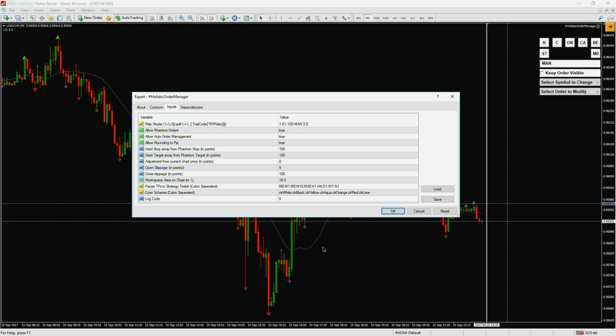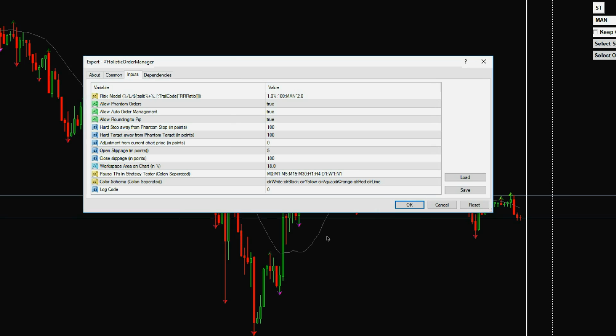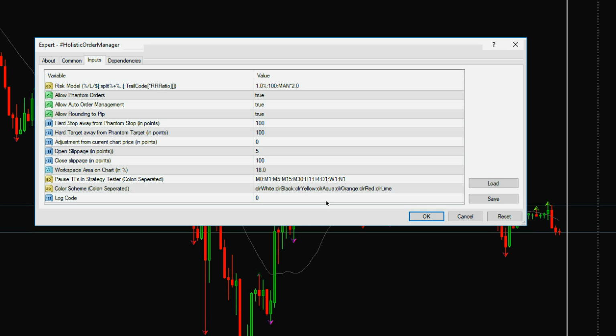The part 3 has 2 subparts. Both subparts are separated by a star character. If you look here, this third part, there are 2 subparts, MAN and 2.0 separated by a star character.